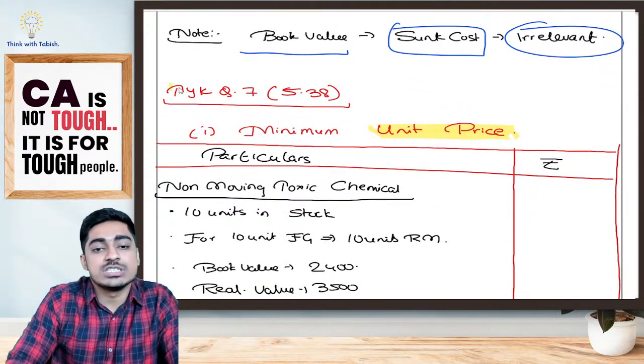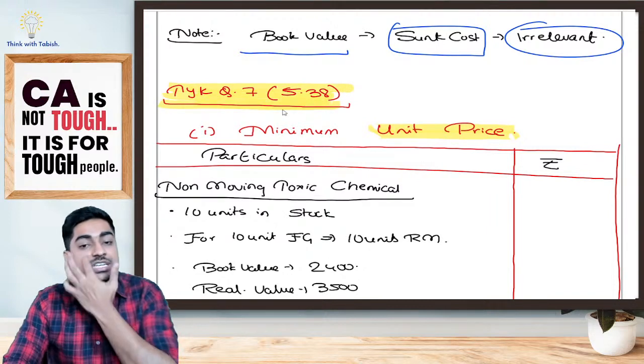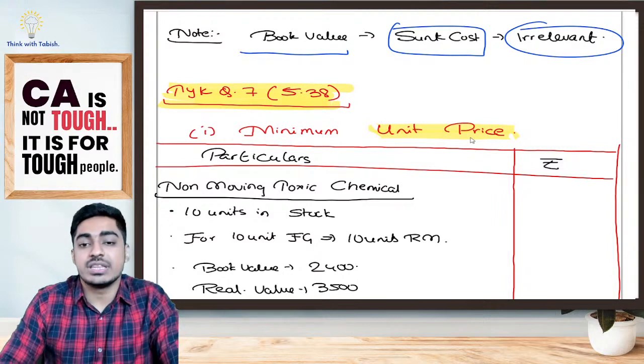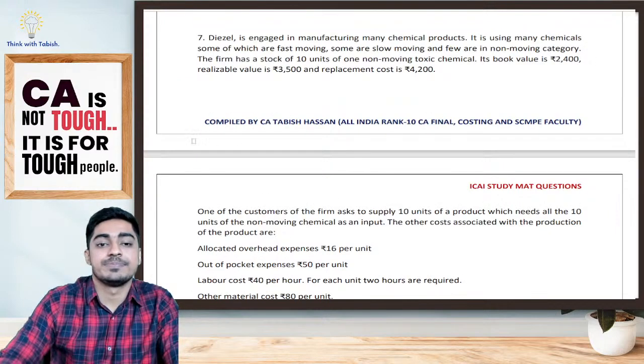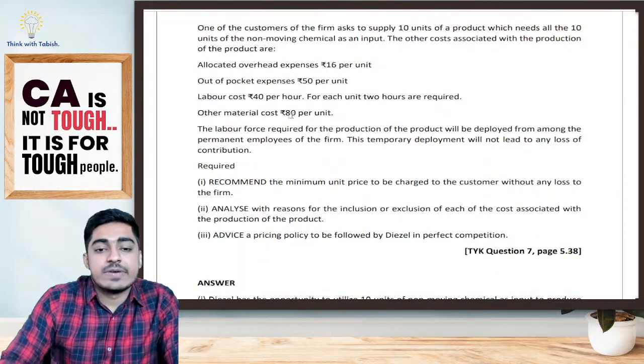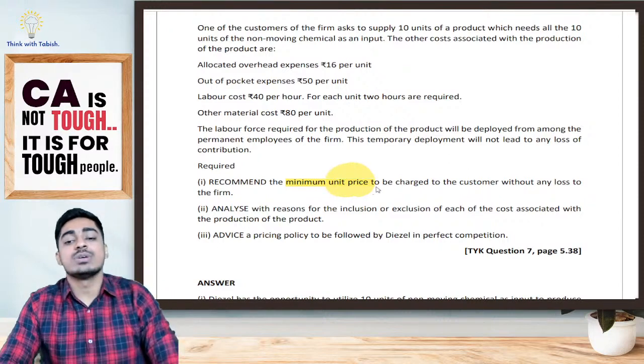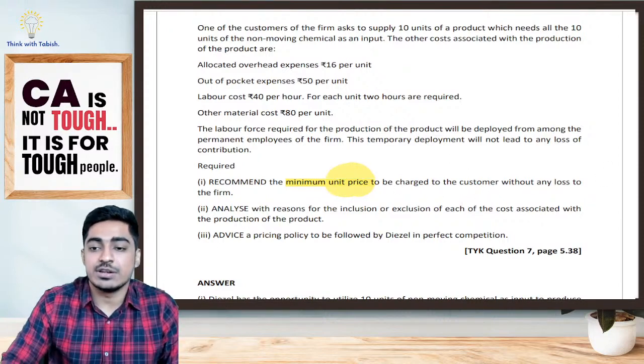Test your knowledge question number 7, page 5.38. We have question number 7, page 5.38. Let us have a look at the question. Yes, what is required? Again, what is required? Firstly, recommend a minimum unit price. Minimum unit price is for 1 unit. How much is the price to be charged without any loss to the firm?